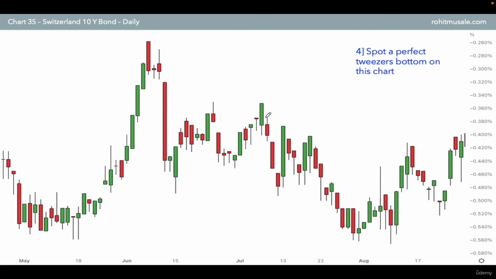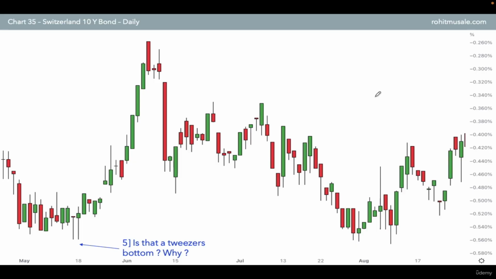Spot a perfect tweezer's bottom on this chart. So you look at these two candles, 1, 2. Both have the same low, so that's a tweezer's bottom. Why is it perfect? It's perfect because the first candle is tall and the second candle is a very small candle. Third reason, the second candle is a hammer. Okay? So that is why it's a perfect tweezer's bottom. Is that a tweezer's bottom and why? So in this case, that's a variation of a tweezer's bottom. Variation because for a tweezer's bottom, the first candle needs to be a tall real body.